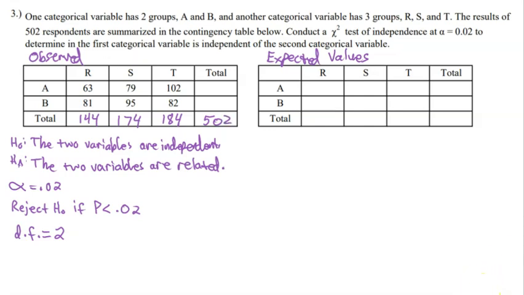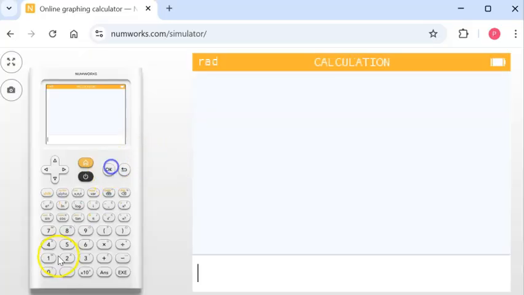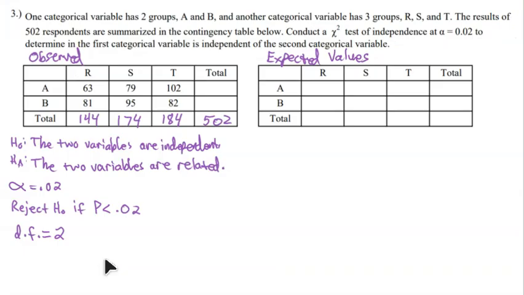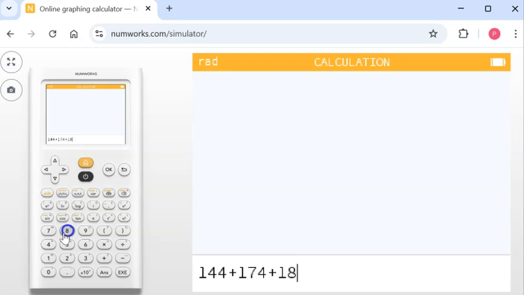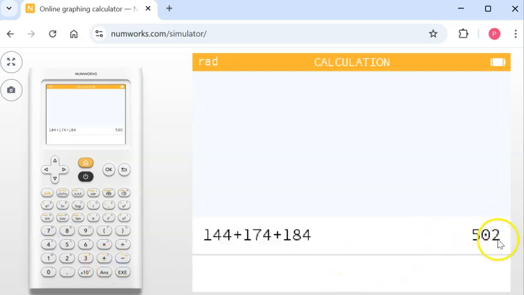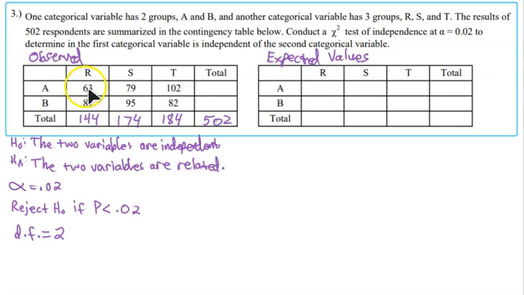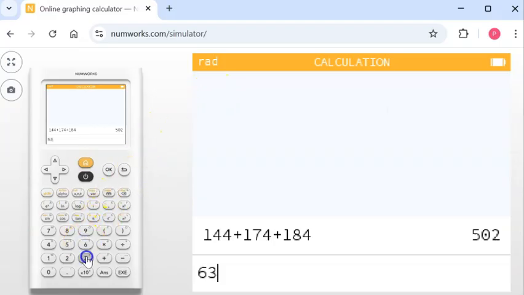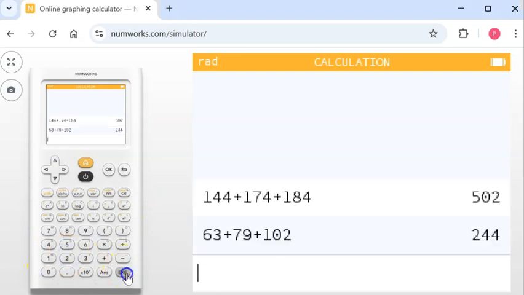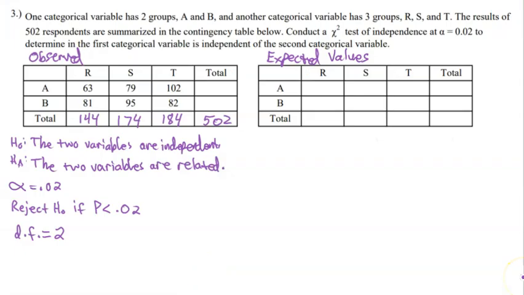Let's go to our calculator and do 144 plus 174 plus 184, and that gives us, sure enough, 502. And now let's do 63 plus 79 plus 102. That'll give us our first row total. And that gives us 244. So we'll put 244 here.